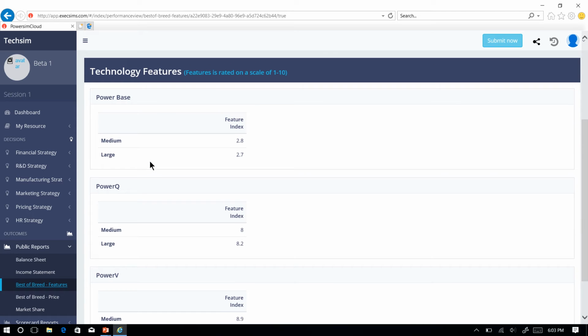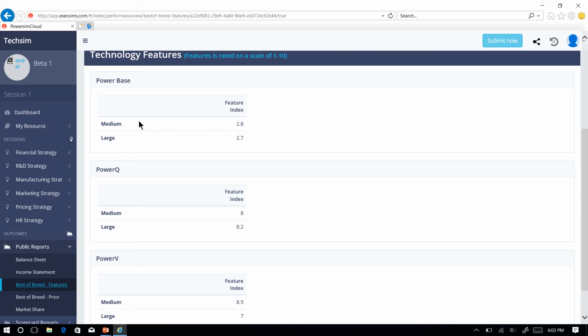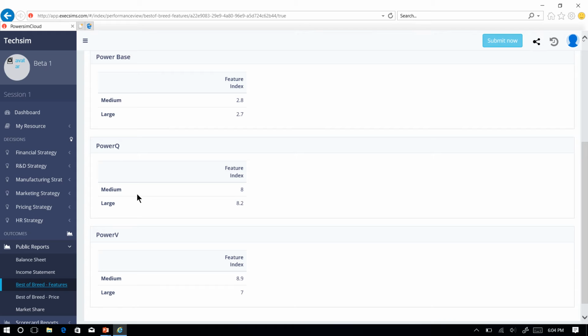So if you look at the feature index, you can see that it makes sense that for the medium and large sizes of the power base product, the feature index is rather low. And this is because this is the more standard product. So 2.8 and 2.7 out of 10 is the index. For Power Q, we have a much higher rating. It is 8.8 and 8.2 out of 10. And this is because this is the newer technology. And so you can see the feature index for the technology is much higher.